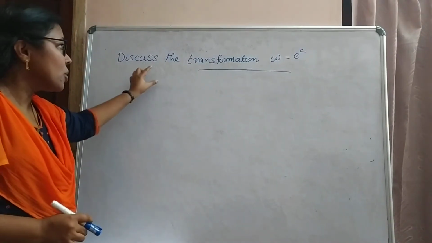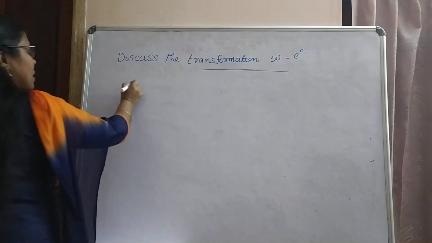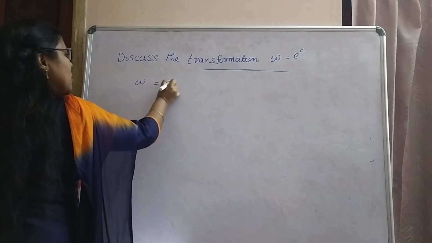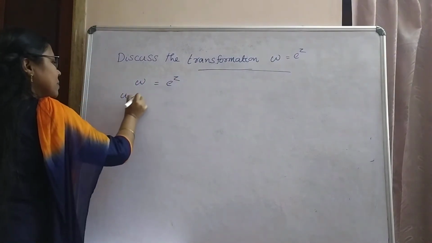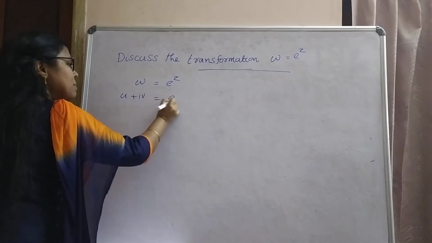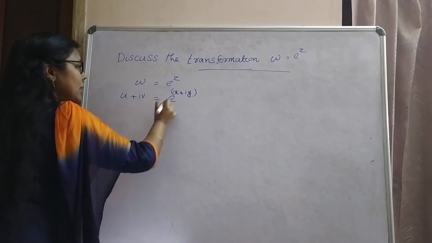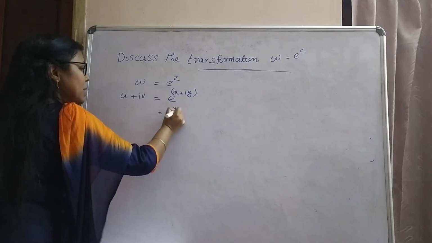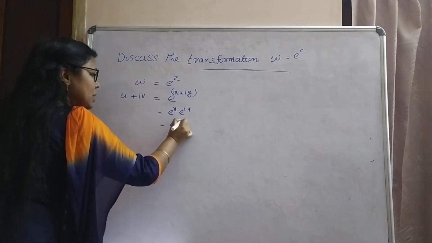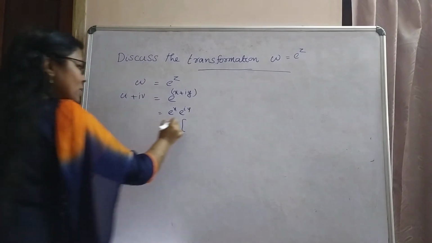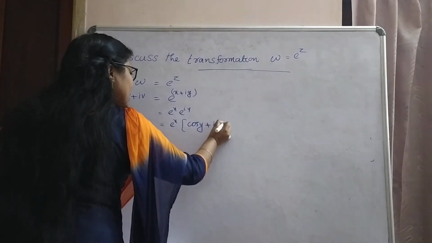Next we are going to discuss the transformation w equal to e raised to z. Given the transformation is w equal to e raised to z, w is u plus iv, z is x plus iy. That is e raised to x plus iy, which is e raised to x into e raised to iy, which is e raised to x into cos y plus i sin y.